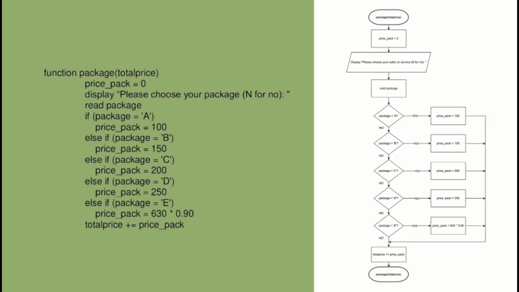This is the function package. This function seems to calculate the total price of the package based on the user input. First, this function will initialize the price back to 0 and then allow the user to choose the package. If the first decision is true, it will set the price to 100. If no, it will move to decision 2, and if decision 2 is true, we'll set the price to 150. It will continue if decision 2 is no. It will continue until the last decision. If the last decision is no, the total price will remain 0.